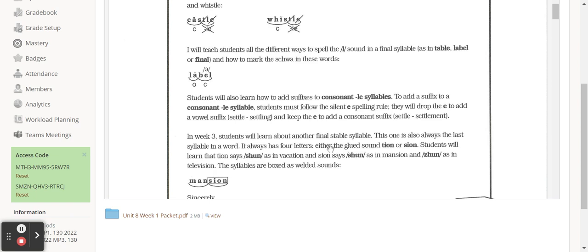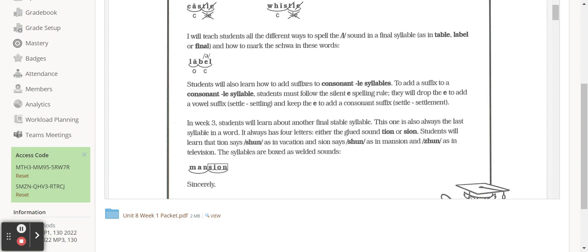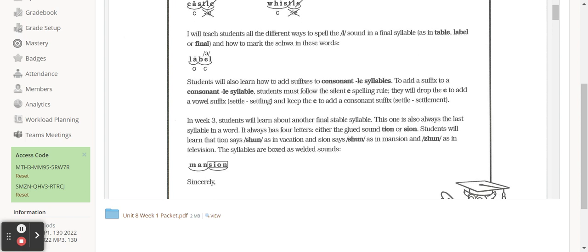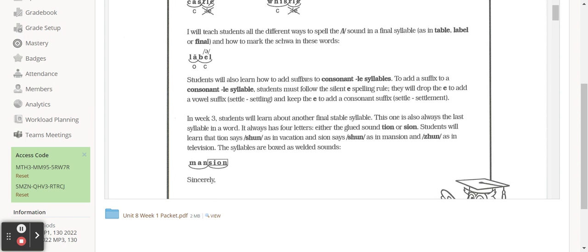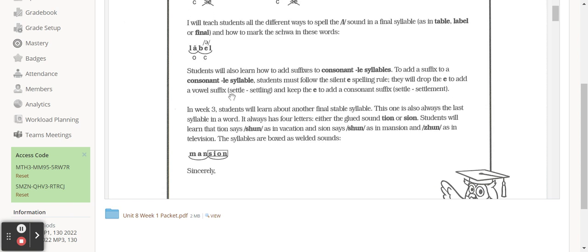To add a suffix to consonant LE syllables, students must follow the silent E spelling rule. So you will drop the E to add a vowel suffix, like, for example, the base word settle becomes settling. Notice how the E was dropped before attaching the vowel suffix ing. But you're going to keep the E to add a consonant suffix, like settlement. Notice you just attach ment, you don't drop anything.